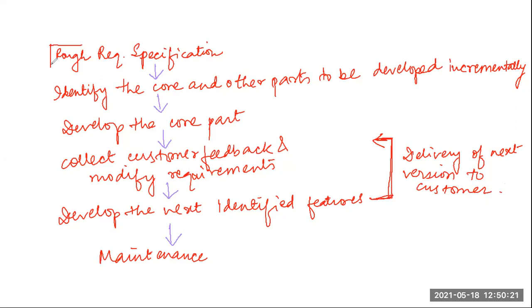I am not drawing the boxes because I am using a digital pen, it will not be exact, so imagine these are all enclosed in boxes. Okay, so what is this? First we get the specification, then we identify which are the core models and which are the non-core models, and we start developing. First we develop the core model, then we collect customer feedback, and then we modify the requirements which are needed.